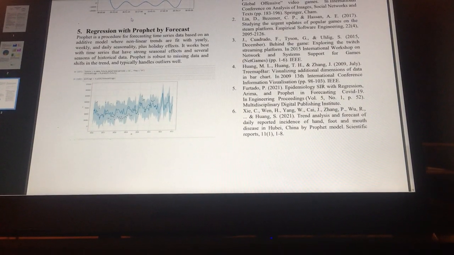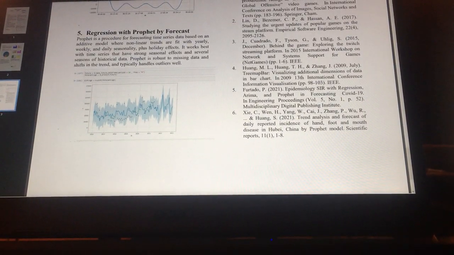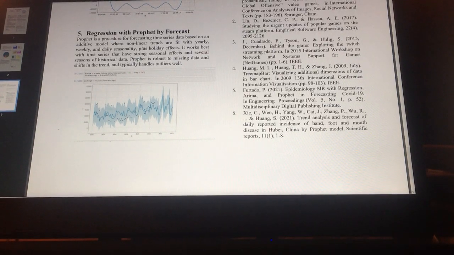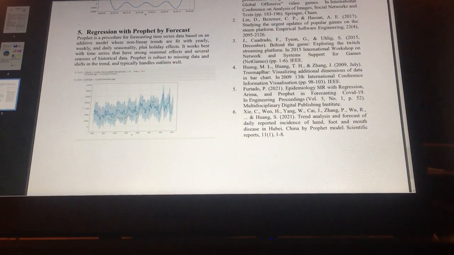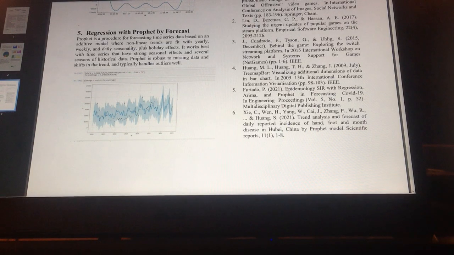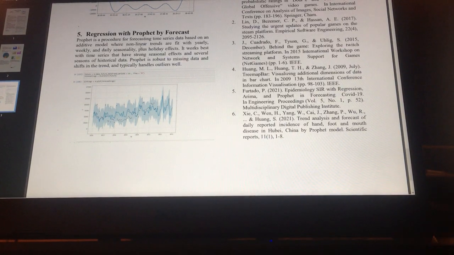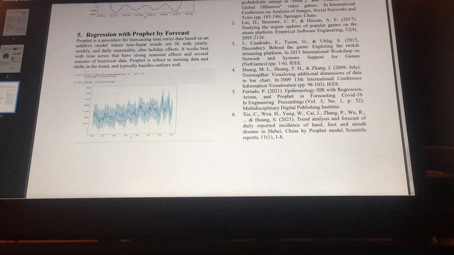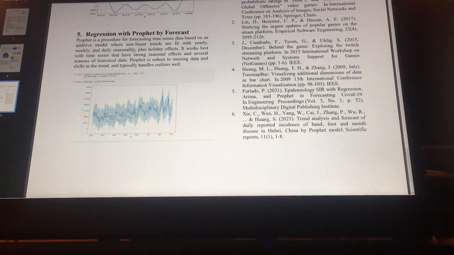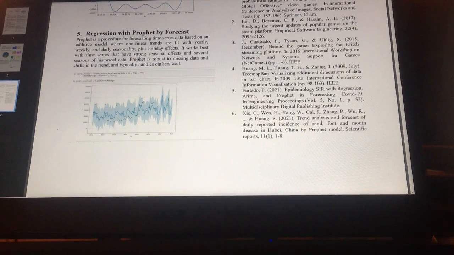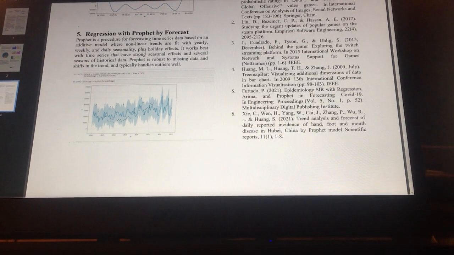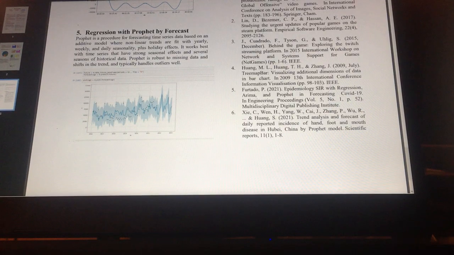Our fifth step is regression with Prophet forecast, which is prepared by Facebook and is very successful and easy to use. Prophet is a procedure for forecasting time series based on an additive model where non-linear trends are fit with yearly, weekly, and daily seasonality plus holiday effects.